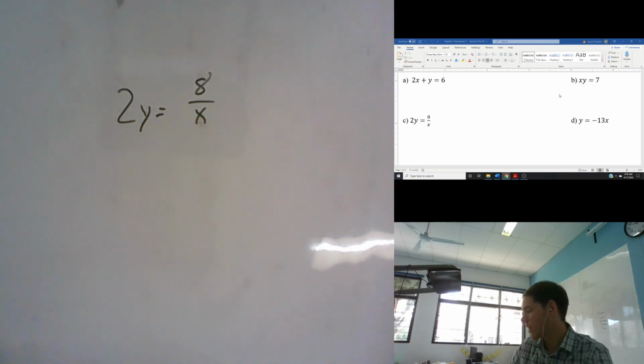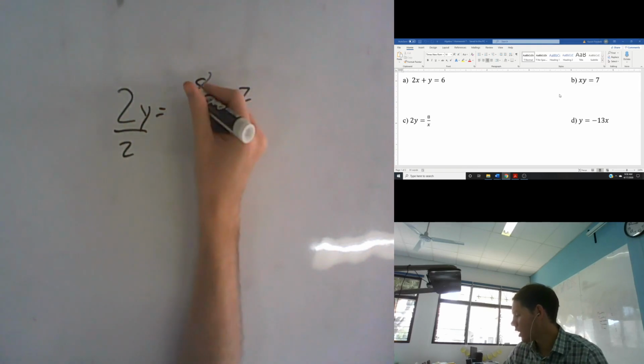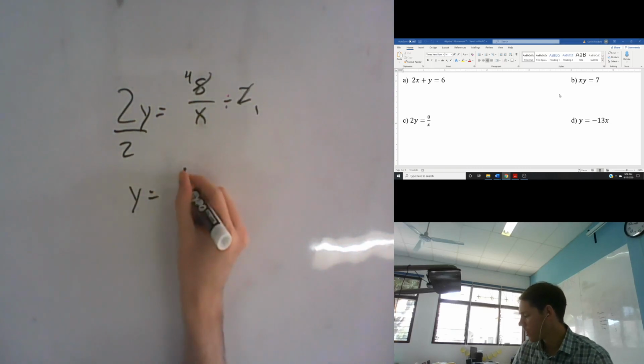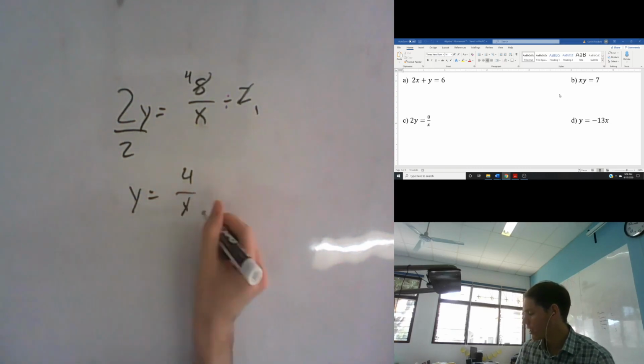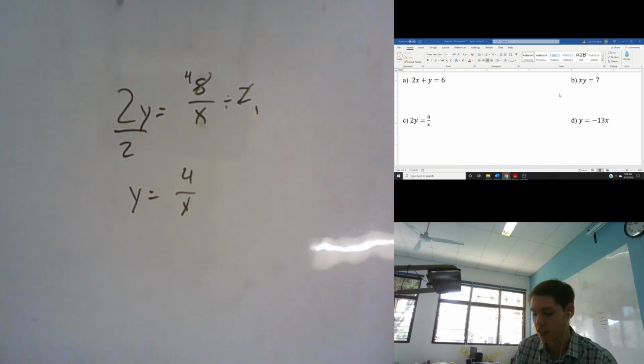So first we just divide both sides by 2. Divide by 2. That's going to cancel this. This is going to be a 4. This is going to be 1. So y equals 4 over x. And we know that this is in the format of one of the variations. Okay, it's a very clear variation. So you should be able to see.